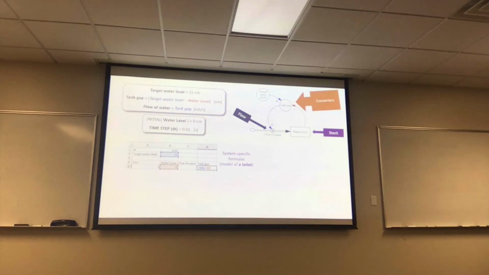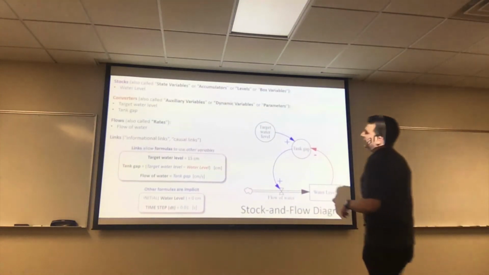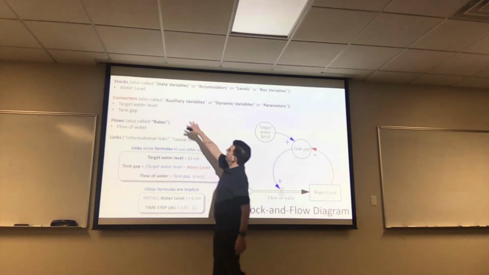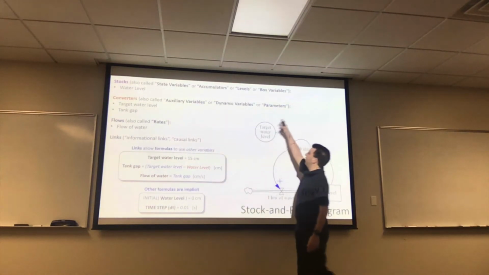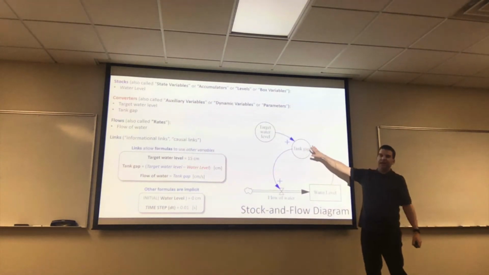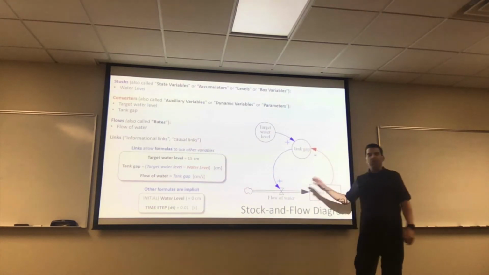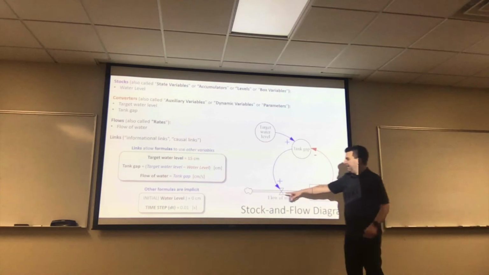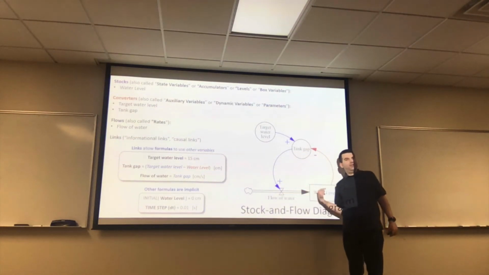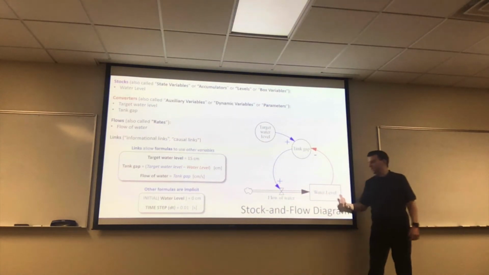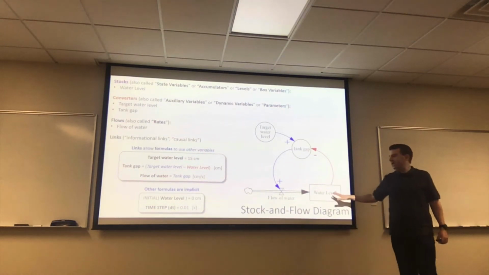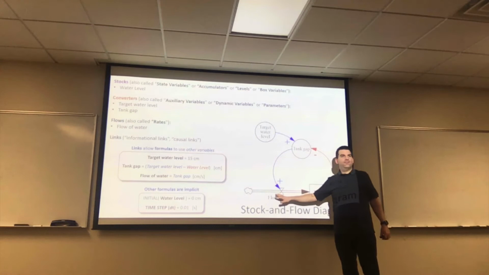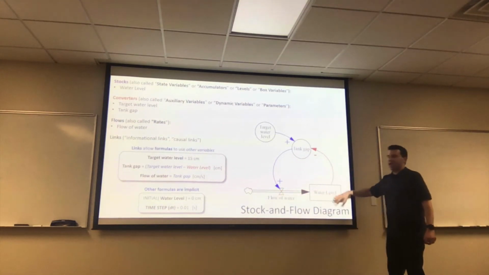And let me see if I gave my own definition here. So I also call converters auxiliary variables or parameters. So the idea behind a converter is that the only thing the simulation needs to go is a formula put in for the flow, because the flow tells you how the stock is going to work, and it needs an initial condition for the stock. The initial condition for the stock plus the formula for the flow times dt gets you the stock later.